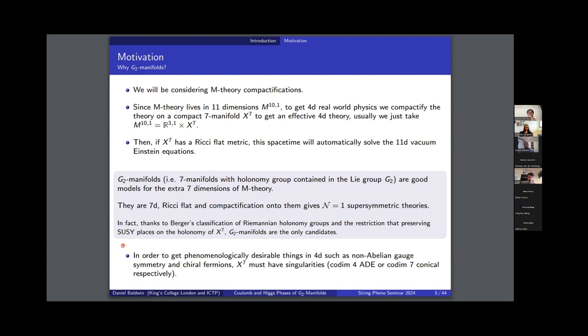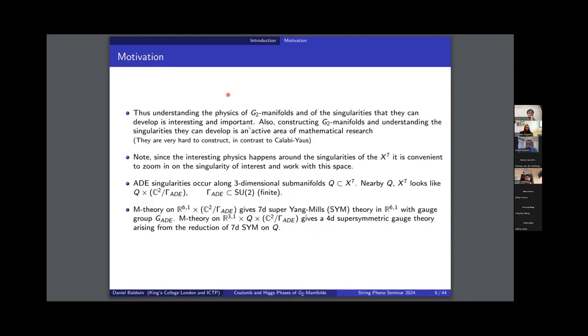But it's not enough just to consider smooth G2 manifolds. In fact, in order to get things like non-abelian gauge groups in 4D and chiral fermions, you actually must have singularities on the space. And so in this talk, we'll be concentrating on codimension 4 ADE singularities. So G2 orbifolds with codimension 4 ADE singularities. And these are what give rise to non-abelian gauge symmetries in 4 dimensions. Okay, so understanding the physics of G2 manifolds and the singularities that they can develop is important and interesting physically. And also G2 manifolds are an active area of mathematical research as well.